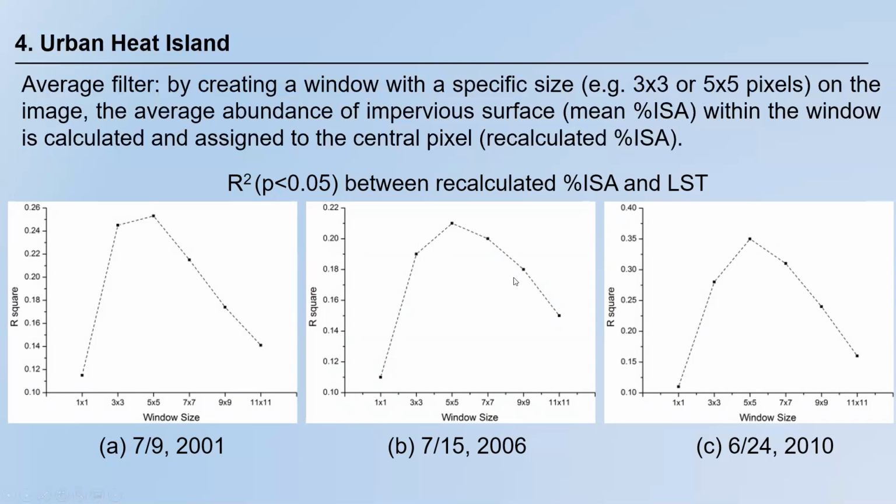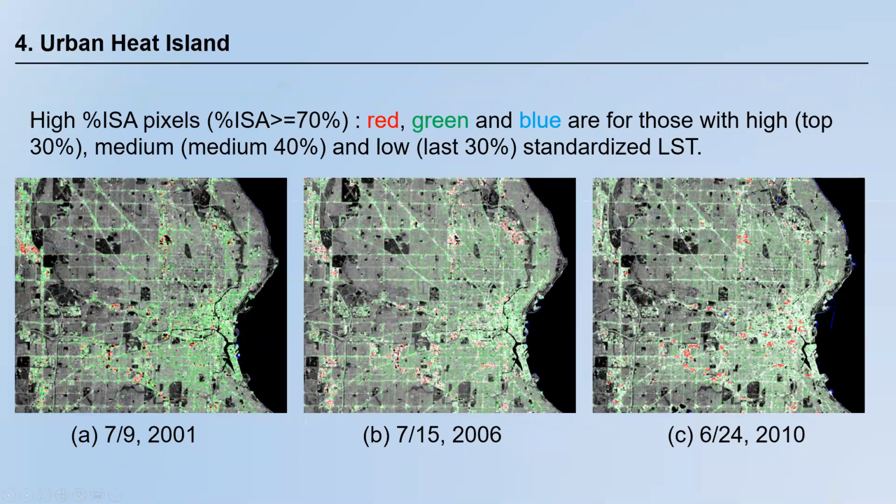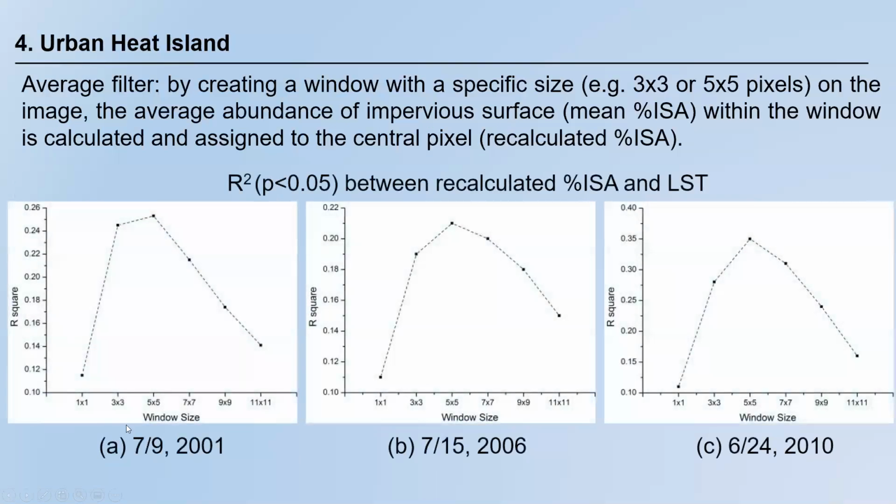So here I have 3 scatter plots for you. They are for 3 days, from different years. The left one is for the image from 2001, the middle one is for the image from 2006, and the last one is for the image from 2010. For each scatter plot, it's between window size and R square. R square is an indicator of correlation between 2 variables. Obviously, here the 2 variables are percentage ISA and LST. Window size is from 1 by 1 to 3 by 3 until 11 by 11.